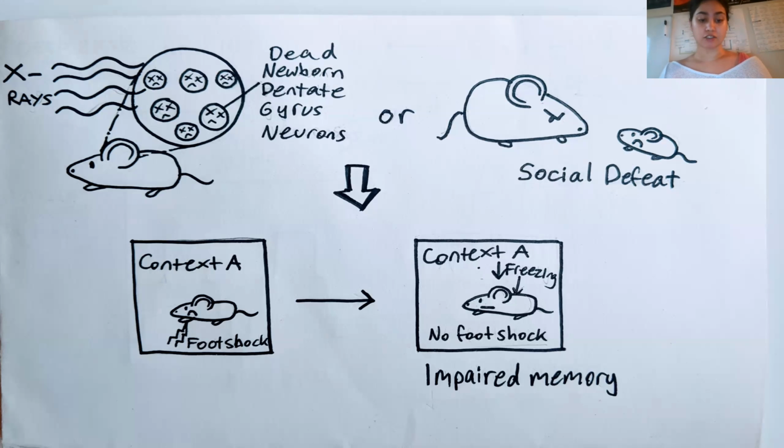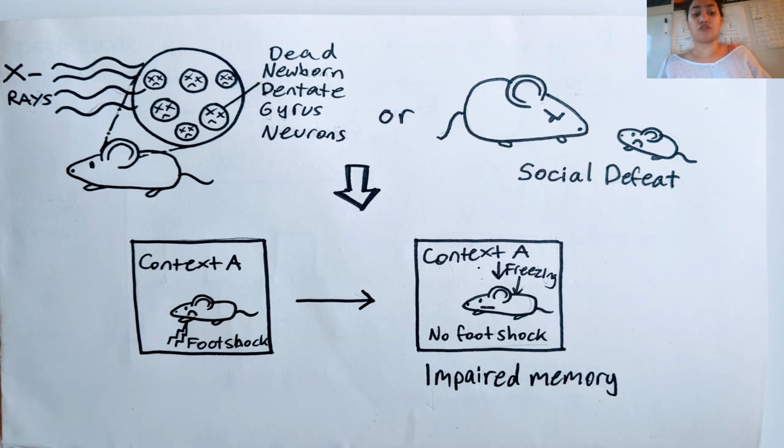In terms of fluorescence, while in the dentate gyrus the reactivation did not change, in the CA3 there was decreased reactivation in context A for the X-irradiated mice. Social defeat was another strategy, where you put a small mouse with a big mouse that intimidates it. It was used to create depressive symptoms in the mice.